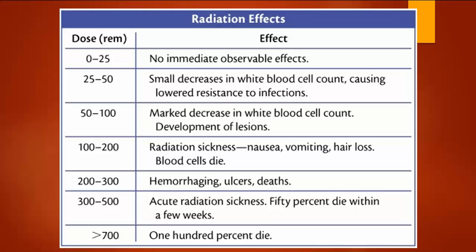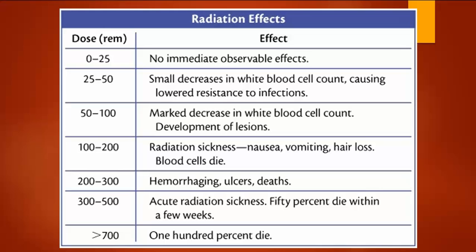0 to 25 rems, you won't see anything. You might have some damage, but you won't see anything. 25 to 50, white blood cells go down. You suffer some resistance to infections. You're more likely to get infections. 50 to 100, you might start getting some ruptures in your skin and lesions. White blood cells go down.